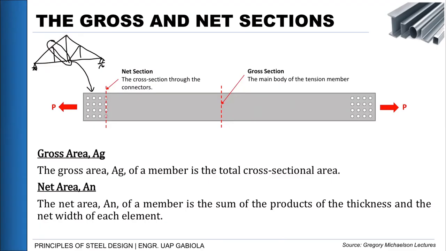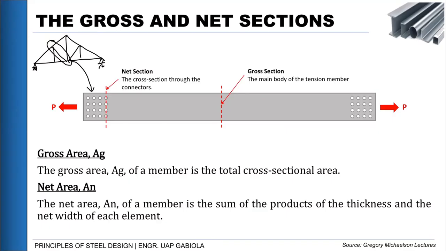So, when we are talking about tension members, we need to get the area that will resist the load due to tension. Okay? So, when we look at this member, we actually have two sections. The gross section, as we call it, and then the net section. Gross means this is the main body of our tension member. The whole section, our actual section. Because what we need is the cross-sectional area, right? Or the perpendicular area.